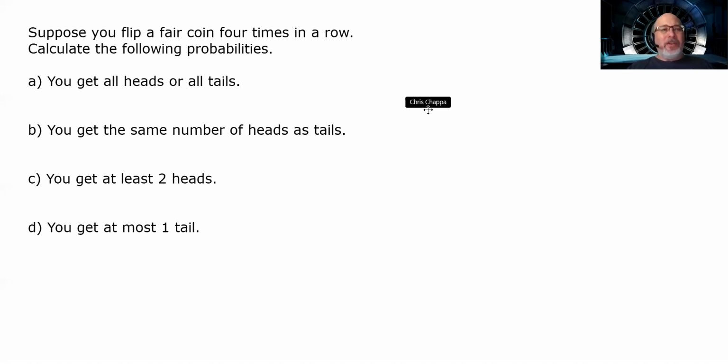Calculate the following probabilities. A, you get all heads or all tails. B, you get the same number of heads as tails. C, you get at least 2 heads. And D, you get at most 1 tail.